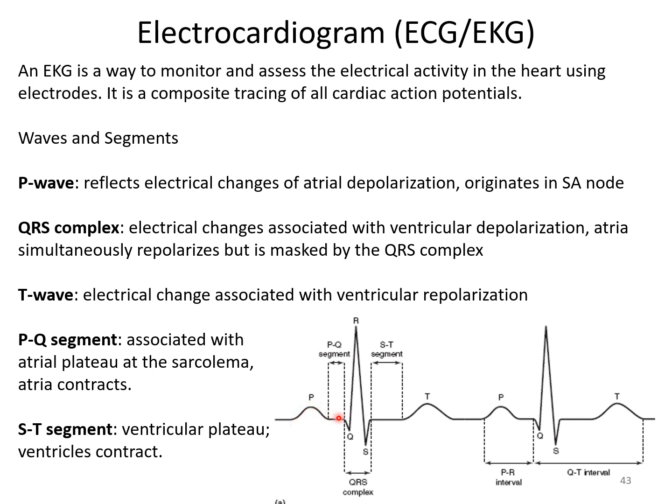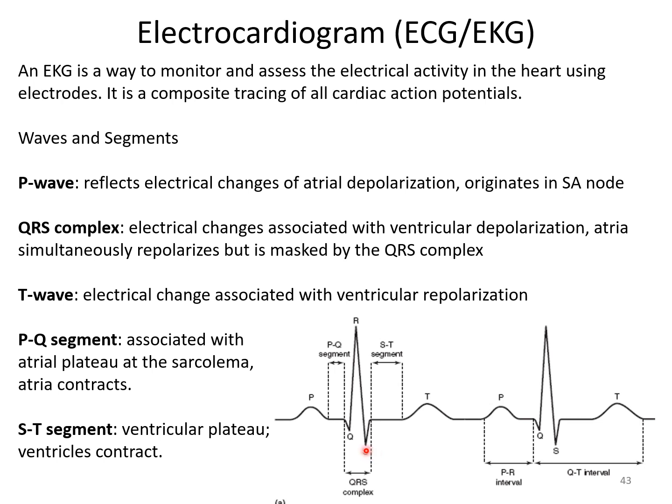Then you have this QRS, this big segment right here. This reflects the electrical changes associated with ventricular depolarization. So the ventricles are much larger than the atria, so you would expect this much larger response here. The atria simultaneously repolarize. So remember how every time we depolarize, then after that we have to repolarize because we leave our resting membrane potential, and when we repolarize, that's coming back to that resting membrane potential.